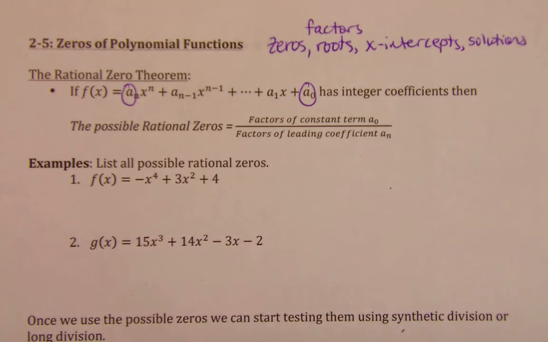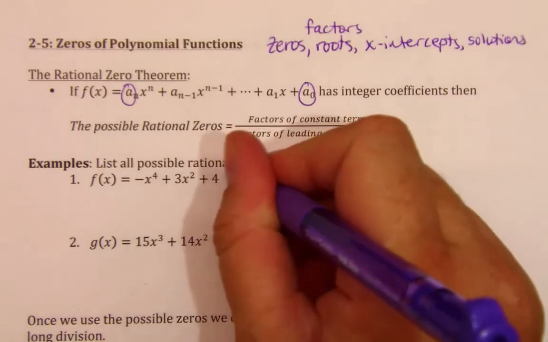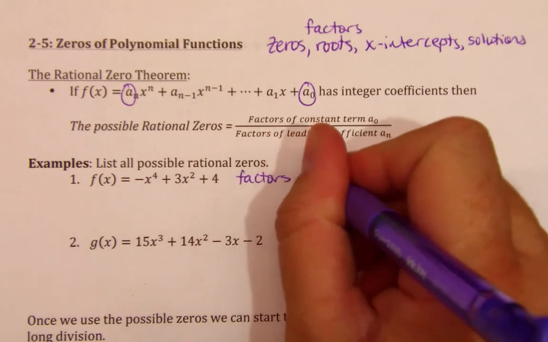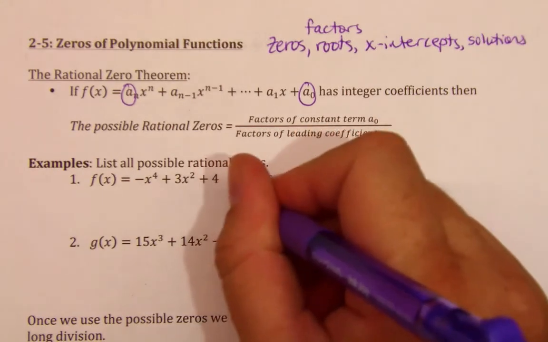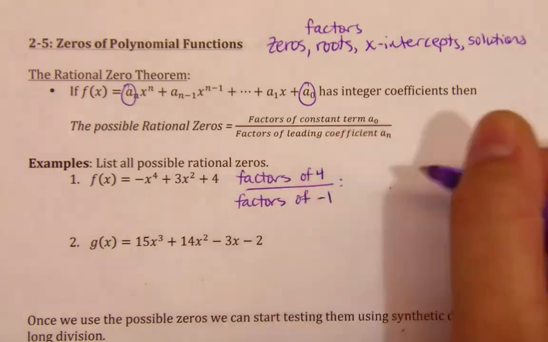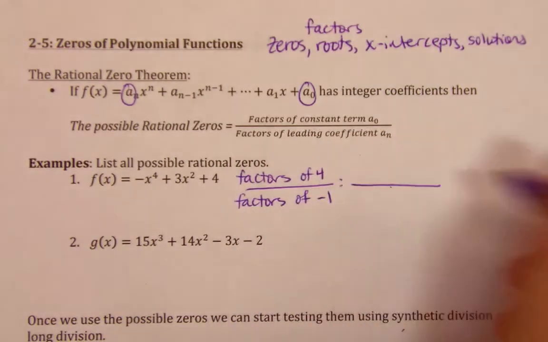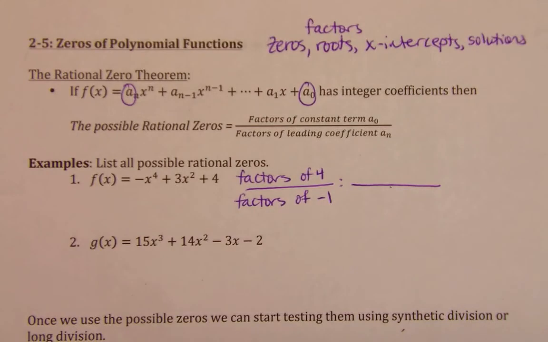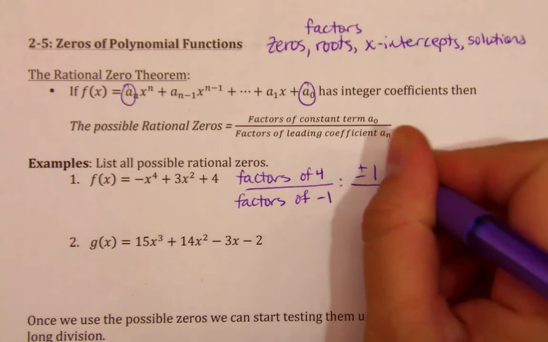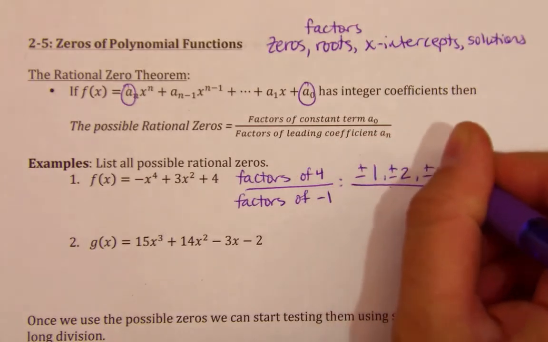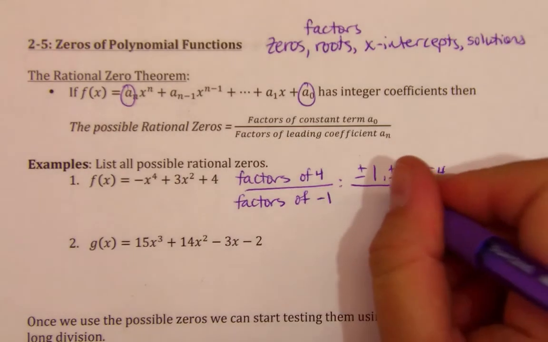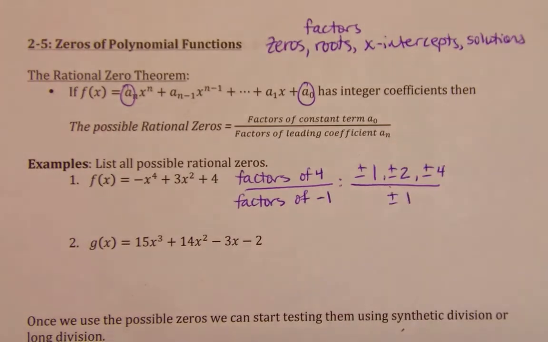So looking at our polynomial here, we want to look at the factors of 4 over the factors of -1. Now for each one of these factors, we're looking at the positive part and the negative part. So we can look at positive or negative 1, positive or negative 2, positive or negative 4. And those are all the factors of 4. Now for -1, we just have plus or minus 1.